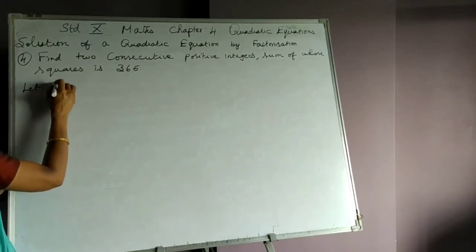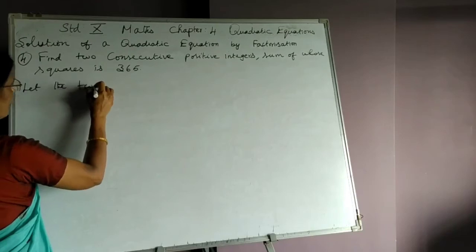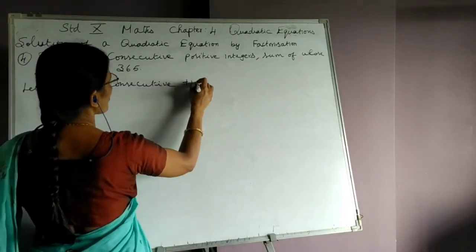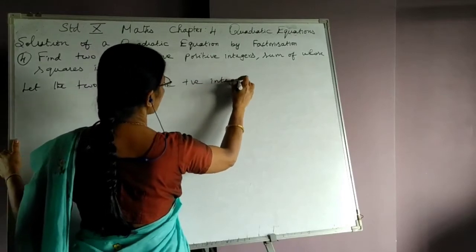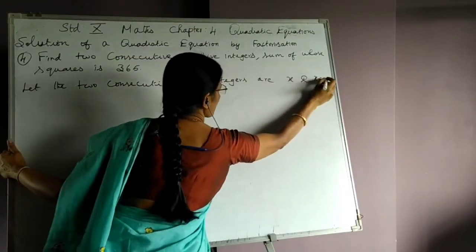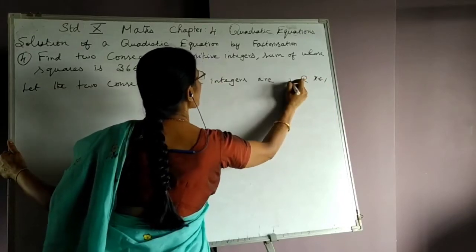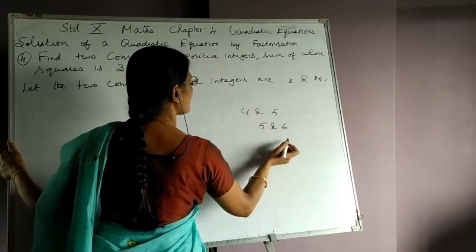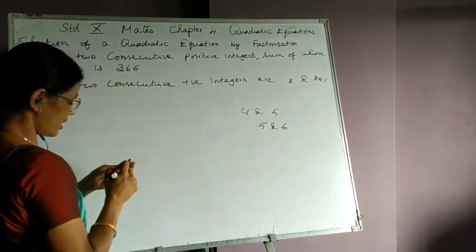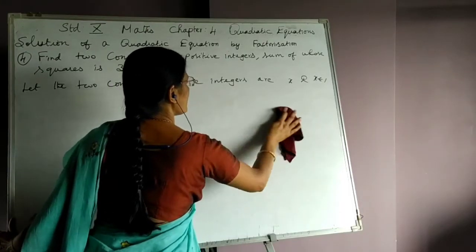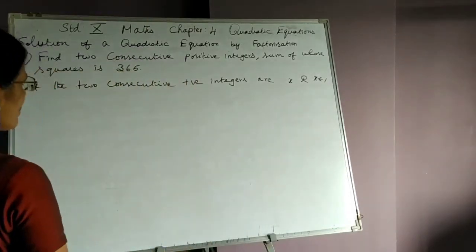So let us fix. Let the two consecutive positive integers be x and x plus 1, or we can take x and x minus 1. It can be 4 and 5 or 5 and 6. It can be the preceding number or the succeeding number. Plus is more comfortable, therefore I have taken x and x plus 1.